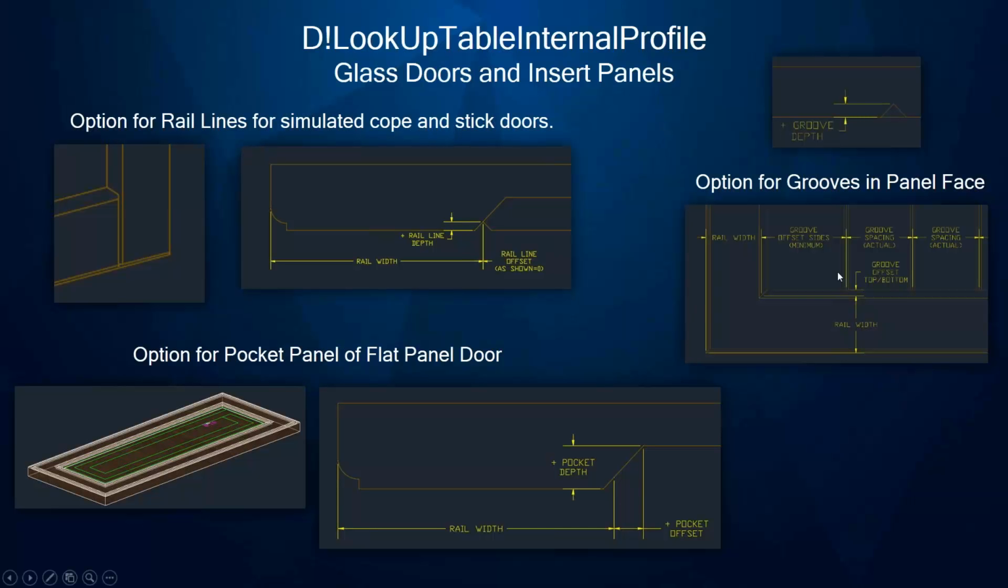You have a groove offset from the sides, and then a groove spacing. So you have actual spacing that's going to be used in between your grooves, and then a minimum distance that's left beside the two styles in order to create those grooves, and it will space those out evenly across your door that way.